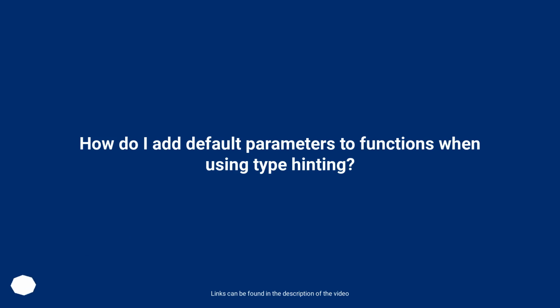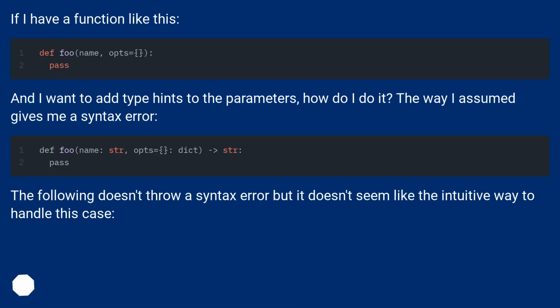How do I add default parameters to functions when using type hinting? If I have a function like this, and I want to add type hints to the parameters, how do I do it? The way I assumed gives me a syntax error.